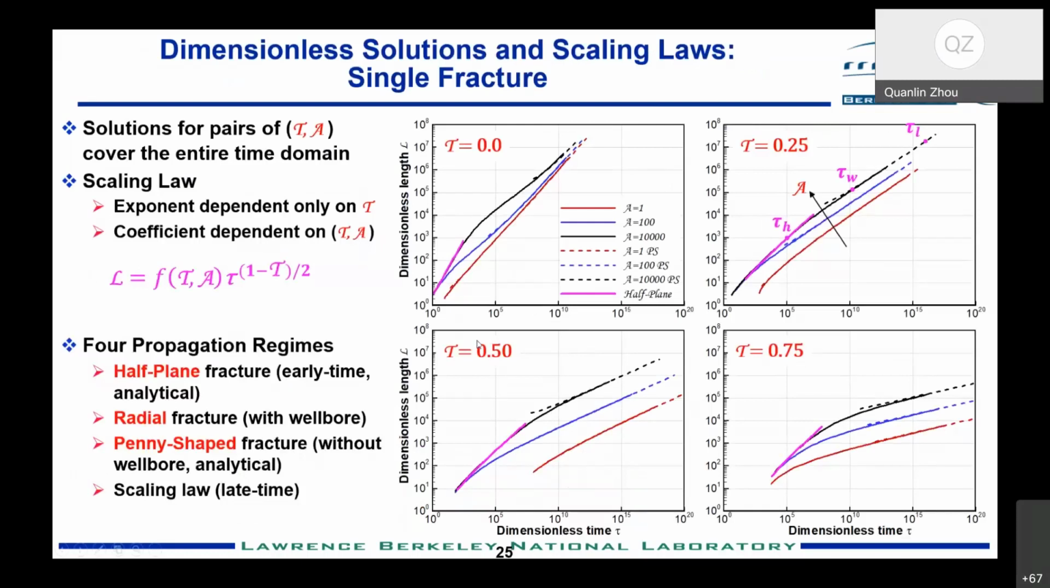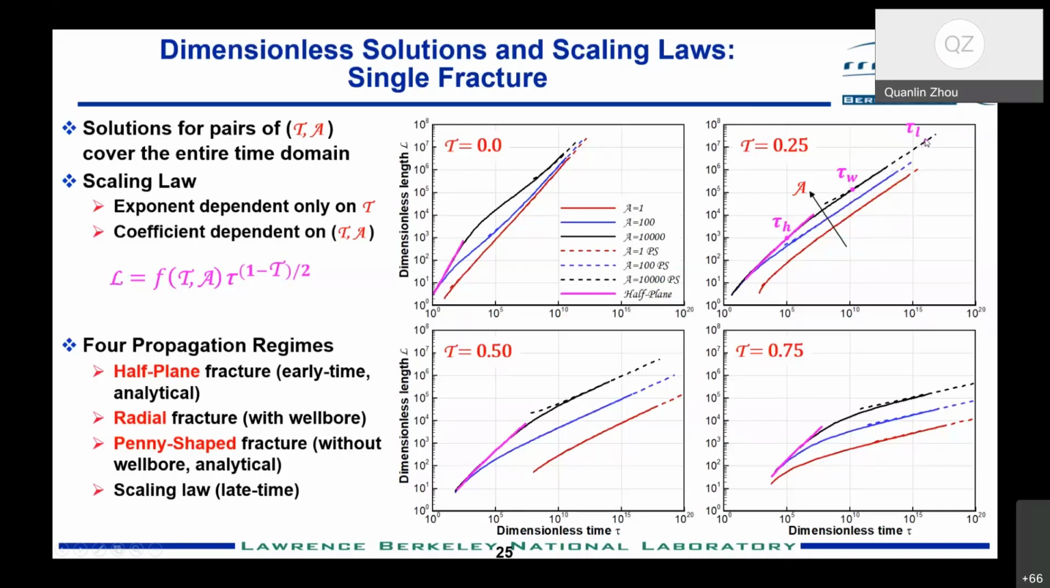Now for single fractures, you see, these are all profiles here, but the scales are the same. You can see that different A, like radius, share the same slope, but for different T, the slope is different. And then we also have 4 propagation regimes. That is half plane fractures, and then in the middle, that's unique for radial fracture with a well. And after this is like pen-shaped fractures. So that is an analytic solution.